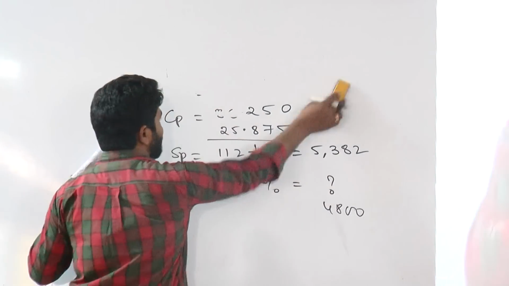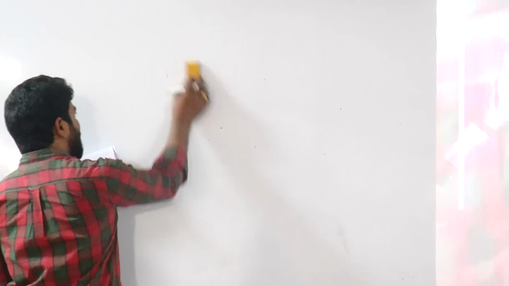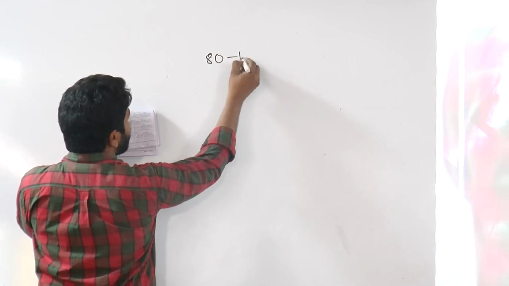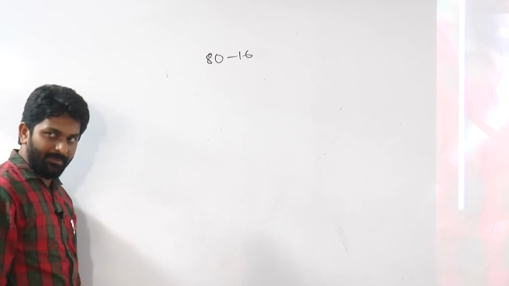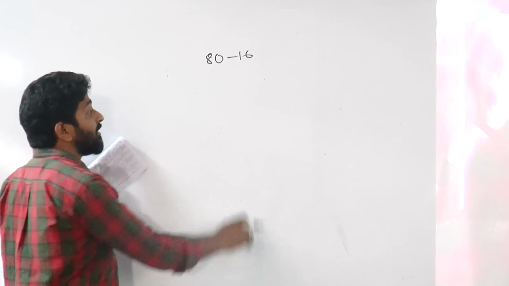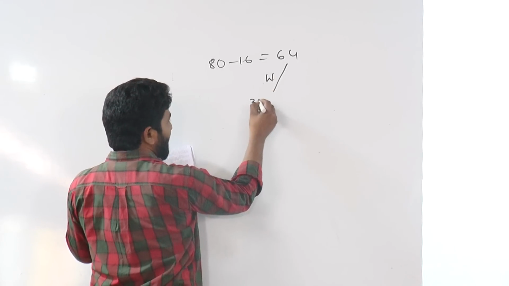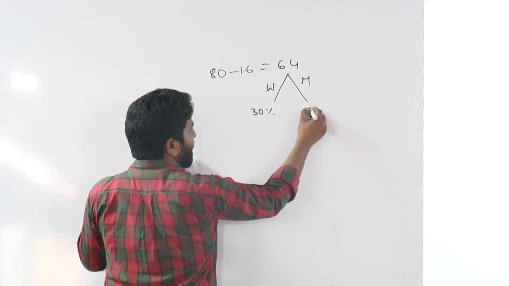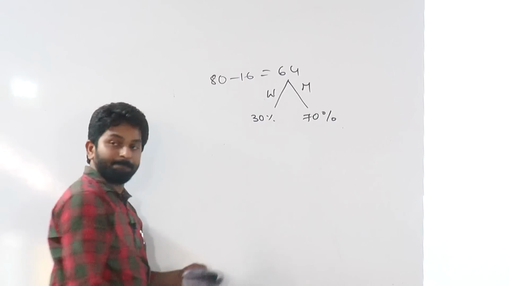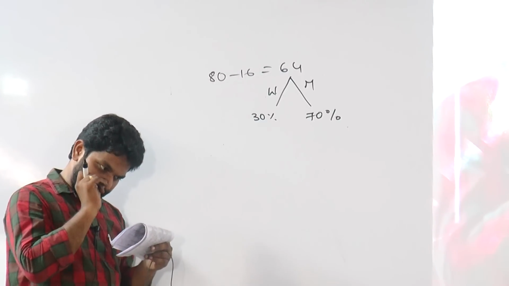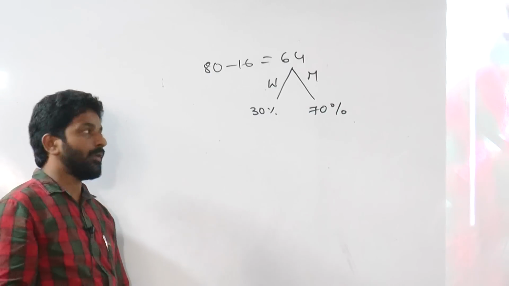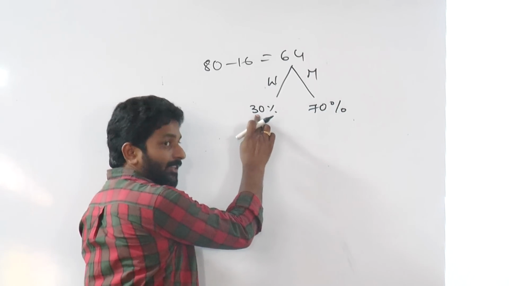You are asked about percentage, right? So how much quantity do we have? 80. In that, water is 30%. But the milkman gave 16 liters. Out of 80 liters, if 16 liters were taken out, the remaining quantity will be 64. So out of this 64, water will be 30% and milk will be 70%. Am I right? Yes or no? Right.